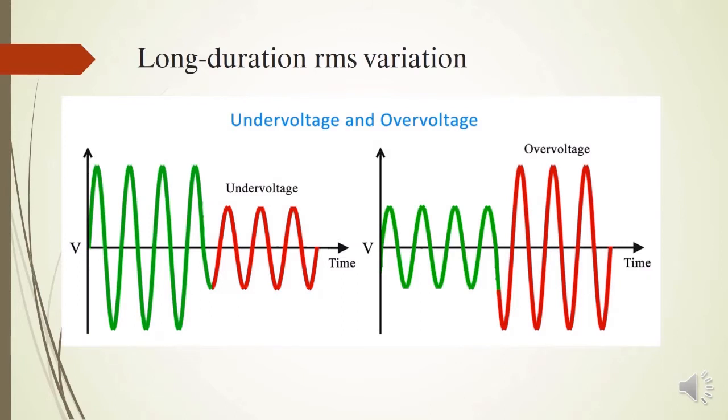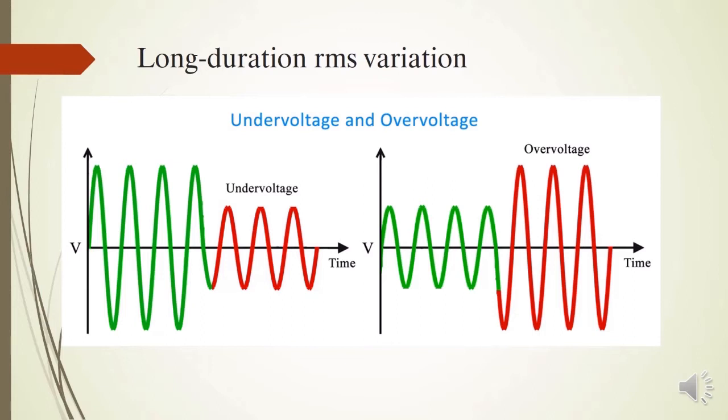The next phenomena is the long duration RMS variation. For short duration RMS variation, the period of the duration is below 1 minute. The long duration RMS variation happens for above 1 minute. It can be characterized into two parts, which is the under voltage and the over voltage. The under voltage is a decrease in RMS voltage which is less than 0.9 per unit for a duration of above 1 minute.